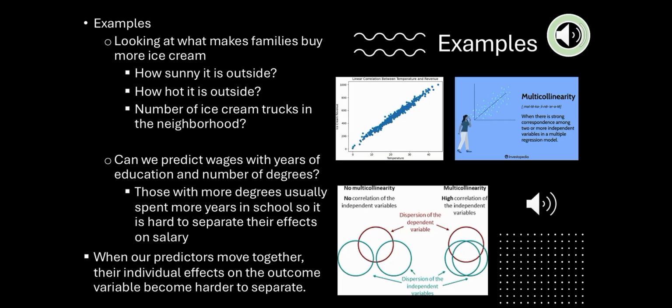So these two examples kind of show us that when our predictors move together, so when it's sunny outside, when it's hot outside, or whether you have more degrees and spent more years in school, their individual effects on the outcome variables become harder to separate. If you also look at our image over here with the overlapping circles, this is a visual representation of how multicollinearity works. There's less dispersion of the independent variables, leading to more of an overlap in their effect. This means it's hard to differentiate again, whether it's affecting the dependent variable. I hope that helped. Thank you for listening.